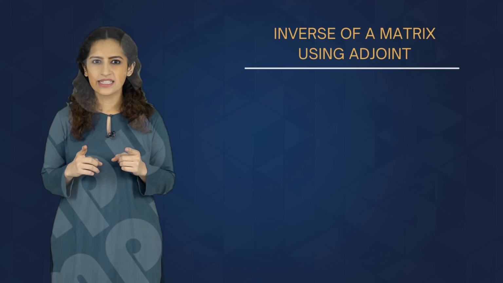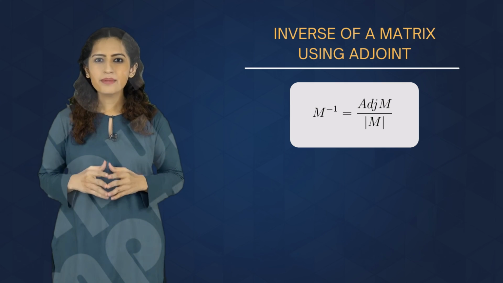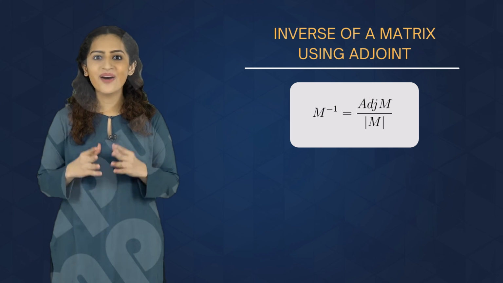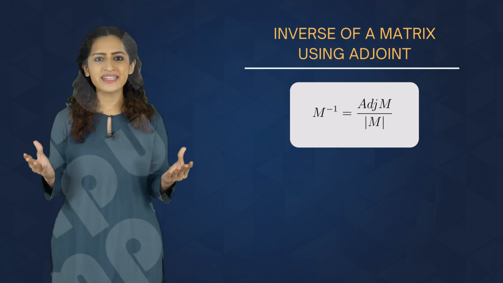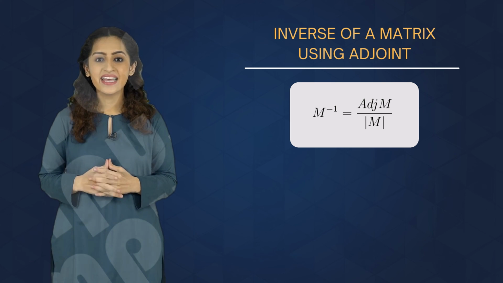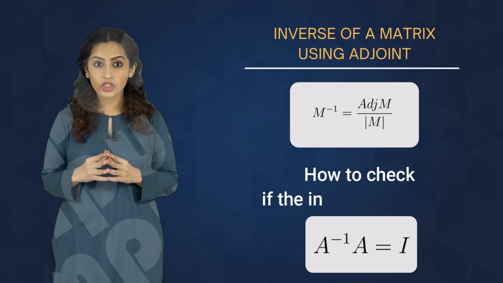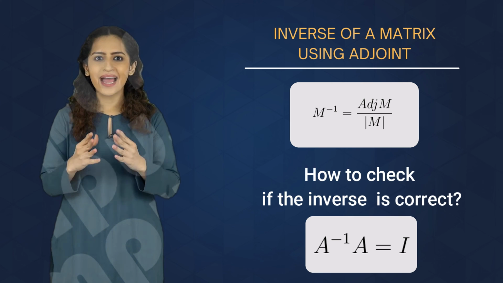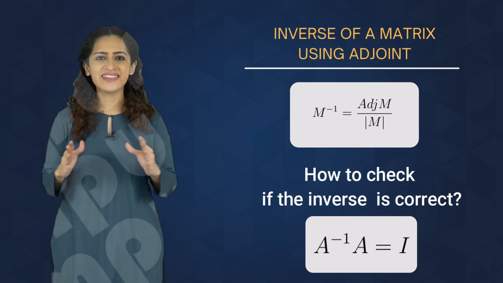In this lesson, you learned to find the multiplicative inverse of a square matrix by using its adjoint. You also learned how to check if the result is correct. That is all for this lesson.